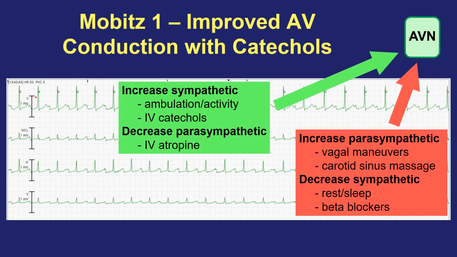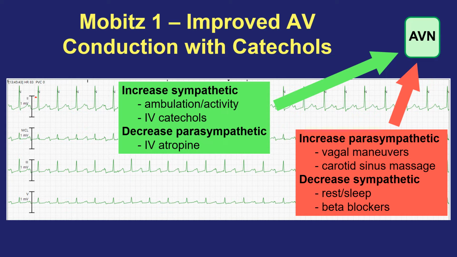Conversely, if you increase the parasympathetic tone to the AV node, such as doing vagal maneuvers, a Valsalva, or a carotid sinus massage maneuver, then you should worsen AV node function. If you decrease sympathetic tone, again, you will worsen AV node function, such as during rest or sleep, or if beta blockers are given, which block sympathetic tone to the AV node.